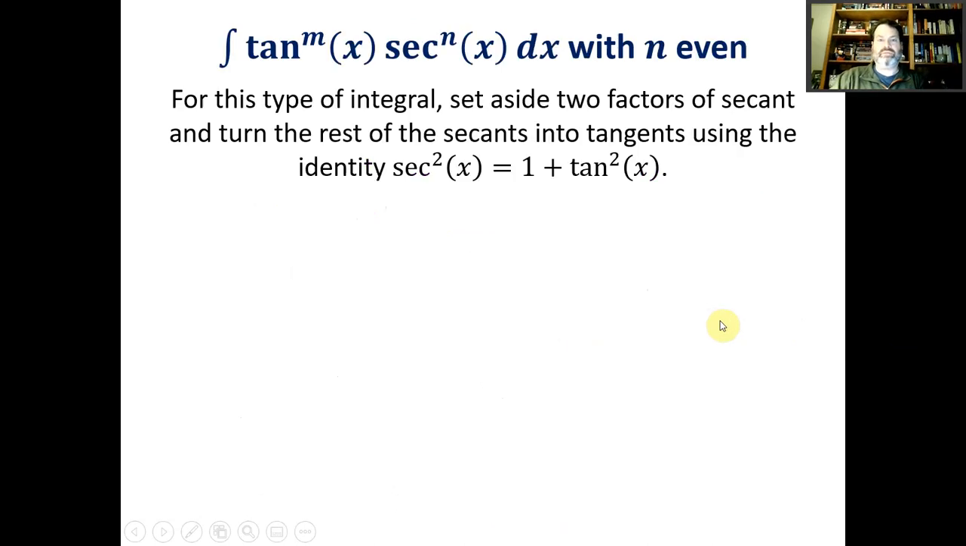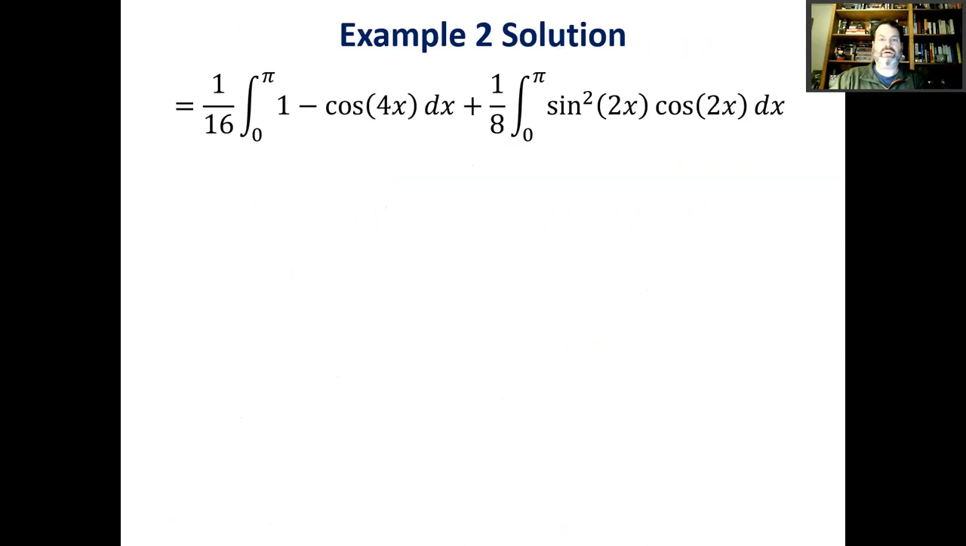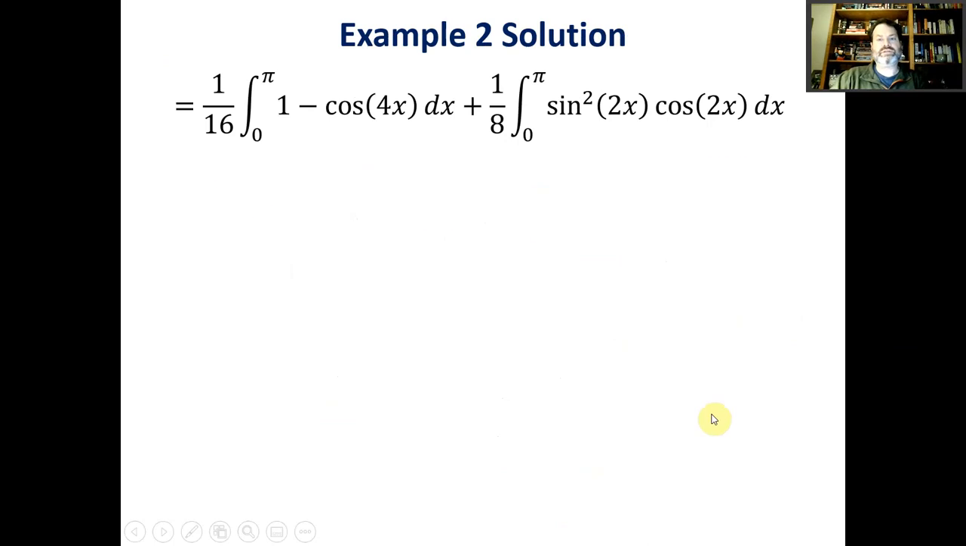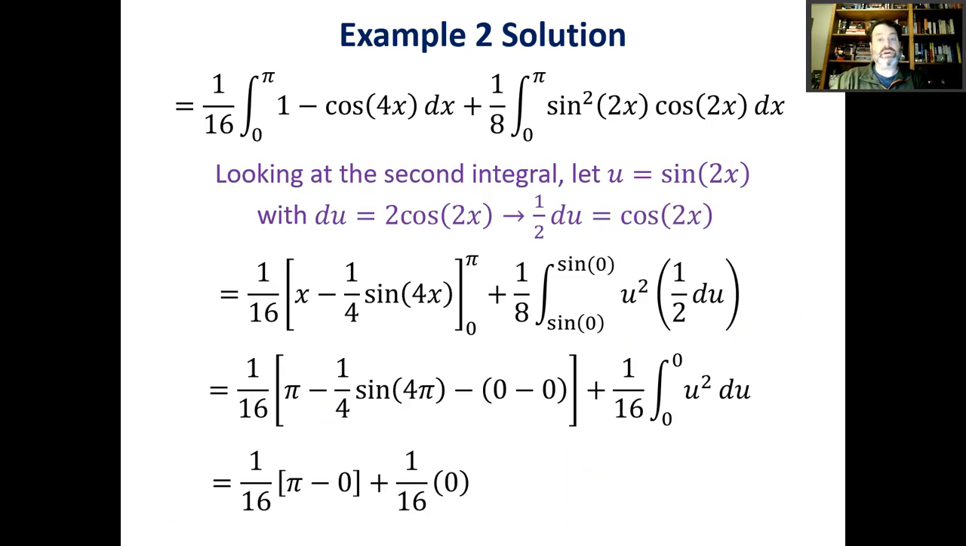And again, I put the little reference sheet back here, right here. So this is where you have the identities. So just make sure you keep those handy, because you're going to use them to do problems when both powers are even.